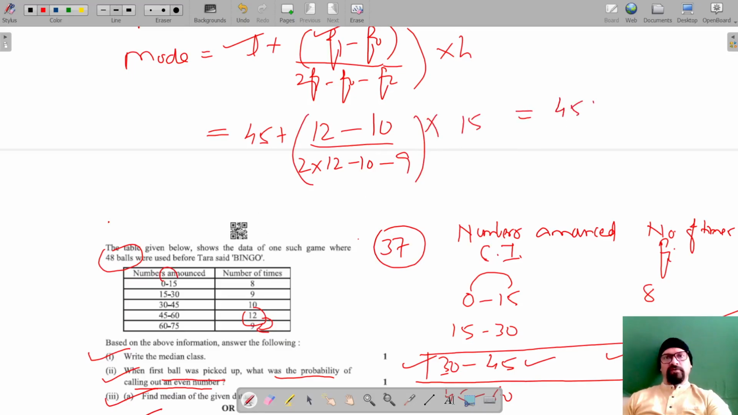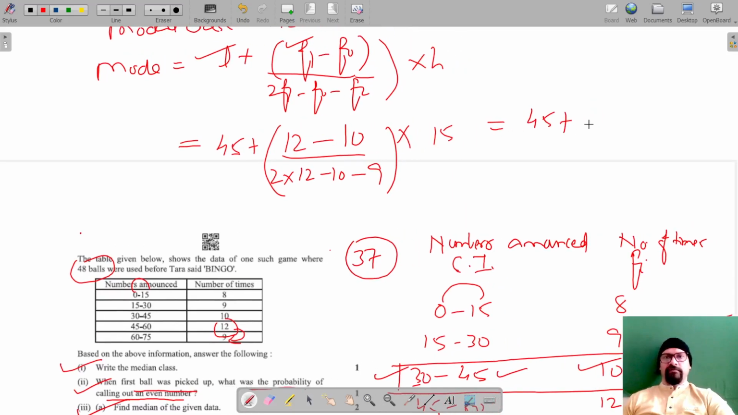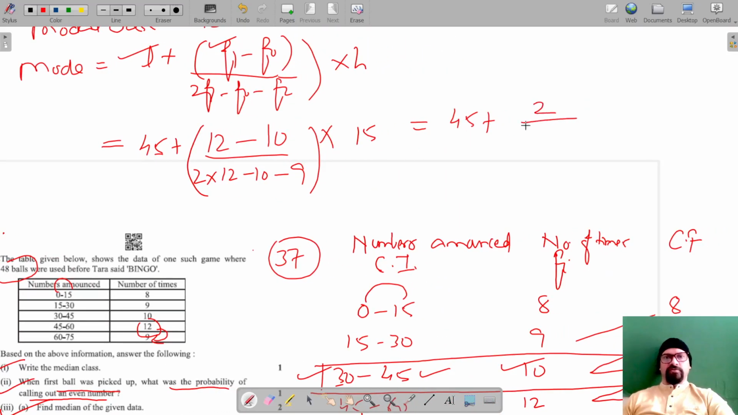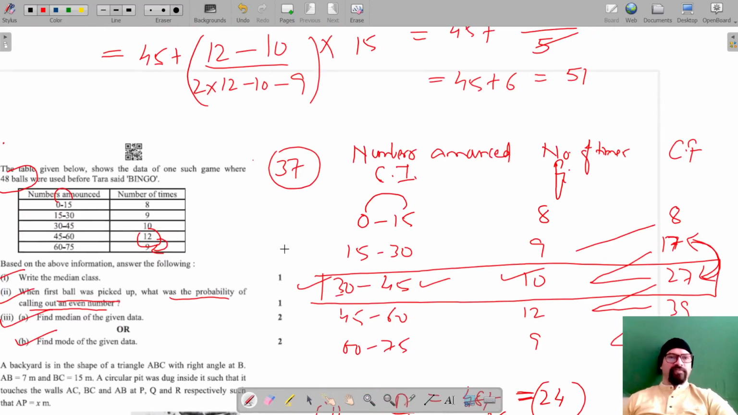Okay, so this is 45 plus 12 minus 10, is 2 into 12 is 24, 24 minus 10 is 14, 14 minus 9 is 5 into 15. 5 threes are 15, so this is 45 plus 6, which is equal to 51. So 51 is the mode for the given data.